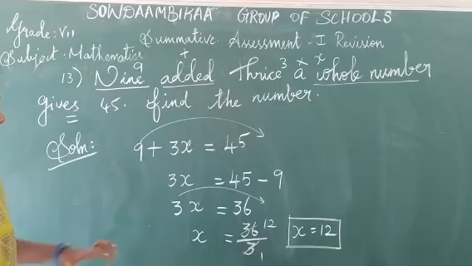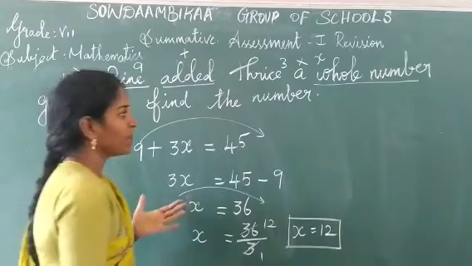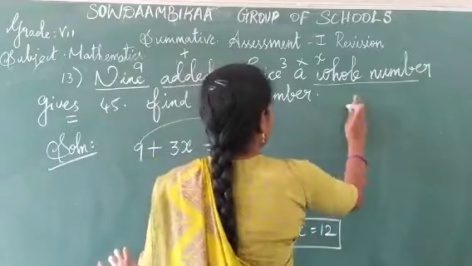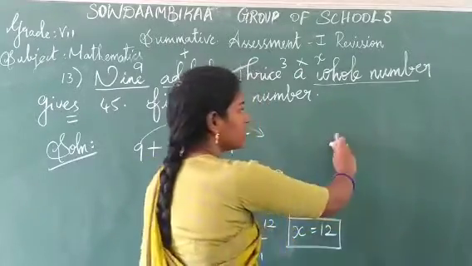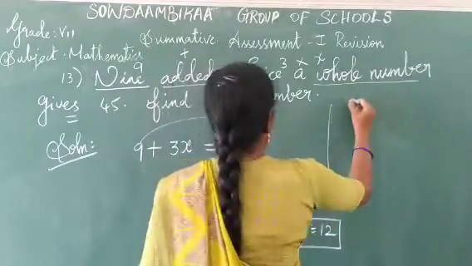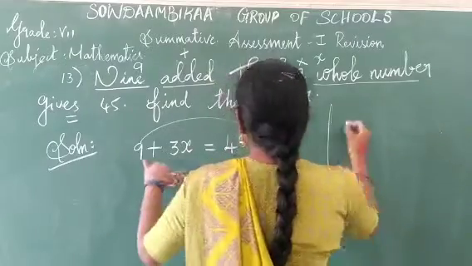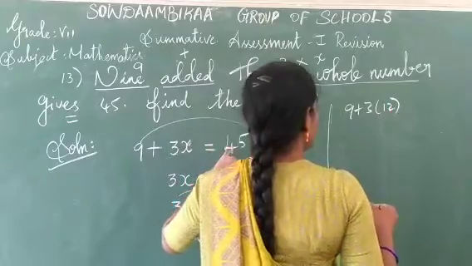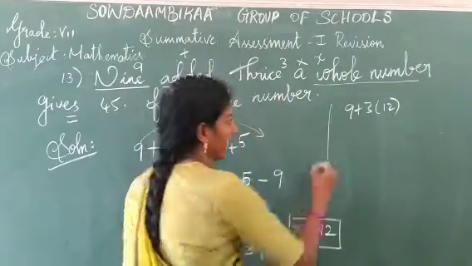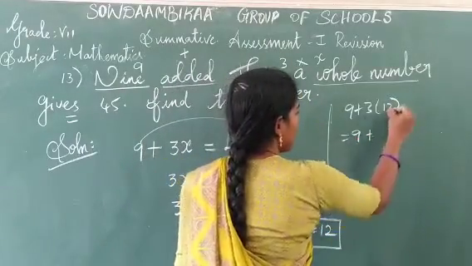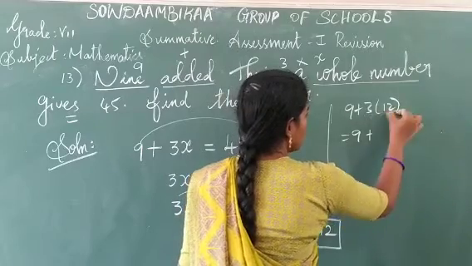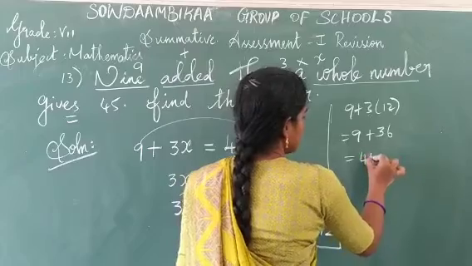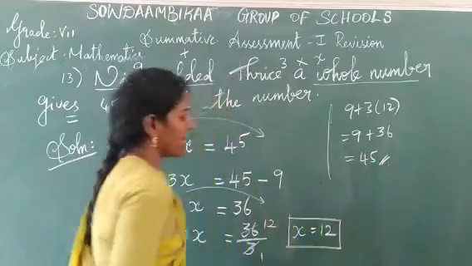How do you check whether the answer is correct or not? Listen. In algebra we have a super check. To see whether the sum answer is correct or not, check in the upper column. 9 plus 3 into 12 comes 45, which means the sum is correct. 12 3s are 3 2s are 6. 1 3 is 3. 36 plus 9 comes 45. Therefore our answer is correct.